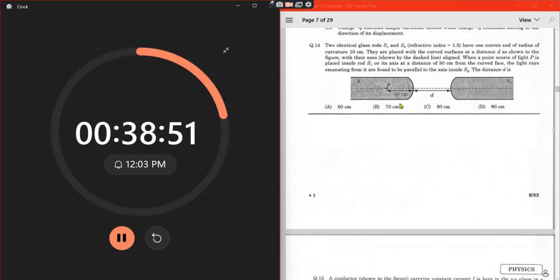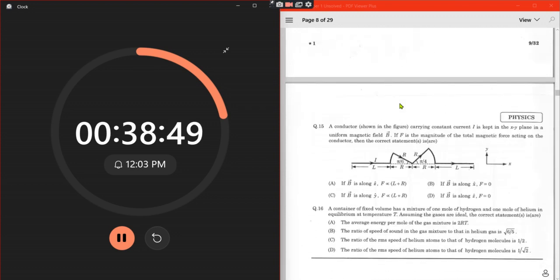14th okay, 15. A conductor carrying a constant current I is kept in the xy plane in uniform magnetic field B. If F is the magnitude of the total magnetic force acting on the conductor, then the correct statements is or are. Constant current I in the xy plane, uniform magnetic field B, and F is the magnitude of the total magnetic force acting on it.